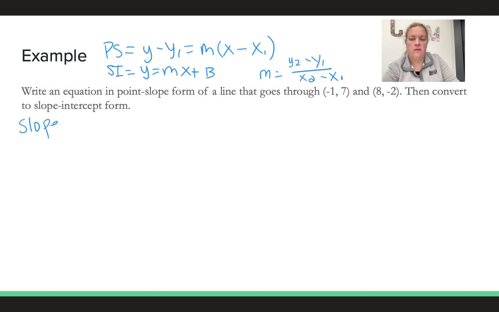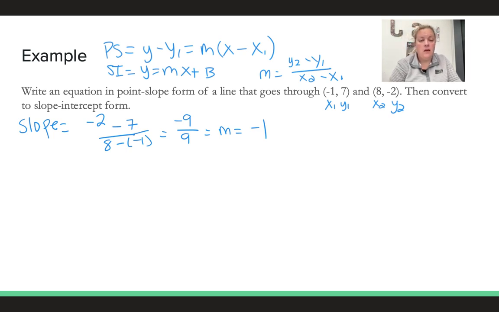Okay, so we're going to work with our points, and we're going to use m equals y2 minus y1 over x2 minus x1. So I'm just going to label them x1, y1, x2, y2. I'm going to find my slope. -2 minus 7, all divided by 8 minus a -1. That gives us -9 over 8 plus 1, which is 9. When we reduce this, our slope is -1.